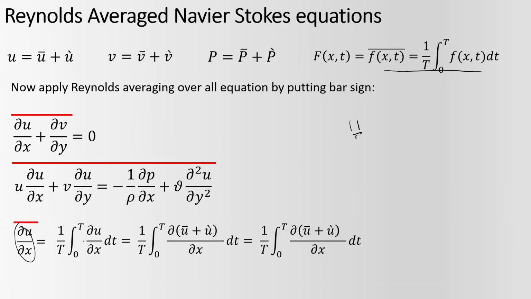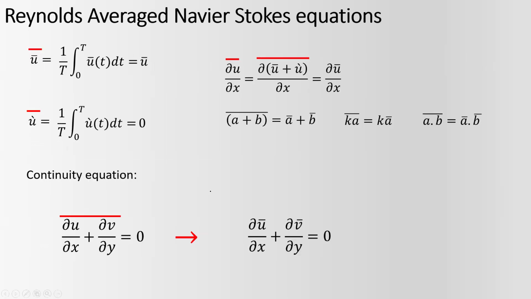Now this is from the basic definition. I'm not directly applying some formula. I'm talking about the basic definition. So this is 1 upon t, and I can write down the u as two components, u bar plus u dash, and d by delta x, okay, and dt. So this is equal to, now we can simplify the terms, and this ends up with the derivative of u bar and the derivative of u dash.